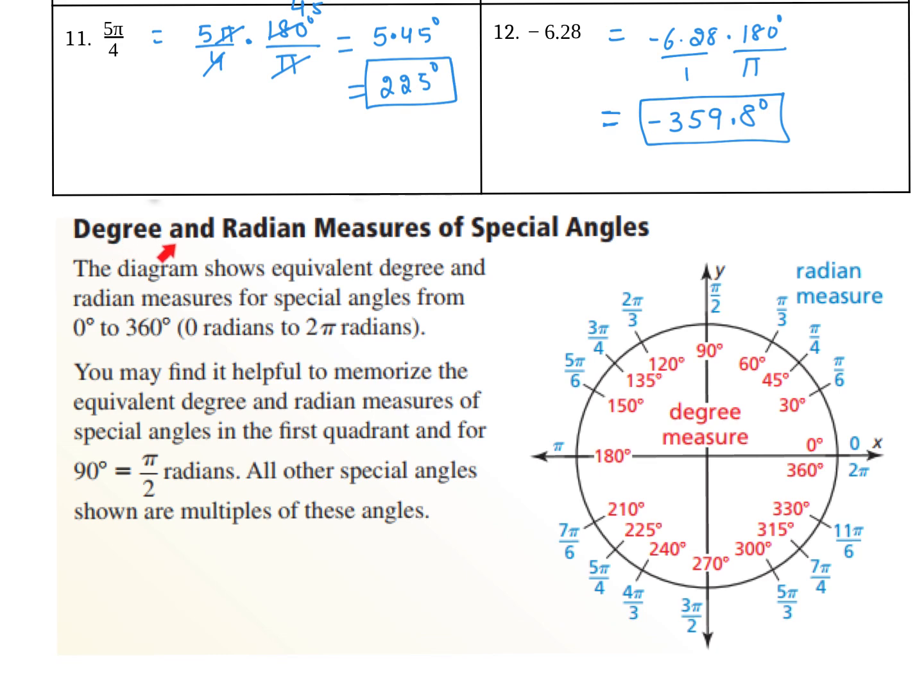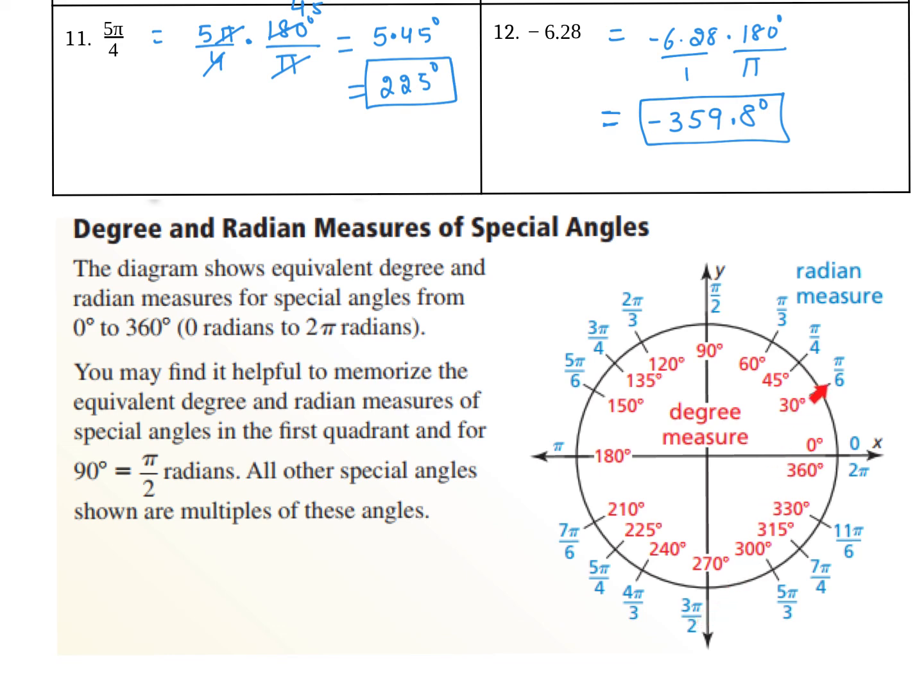So this chart shows degree and radian measure of special angles. The diagram shows equivalent degree and radian measure for special angles from 0 to 360, 0 radians to 2 pi radians. 0 degrees, 90 degrees is pi over 2. Pi is 180. And this one is 3 pi over 2, which is 270 degrees. So these are equivalent to the radians.